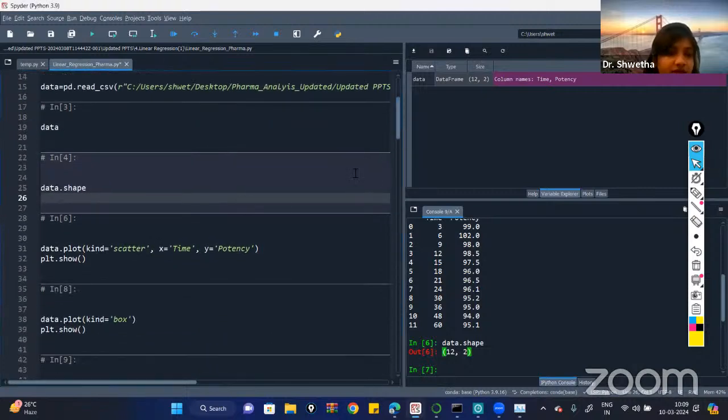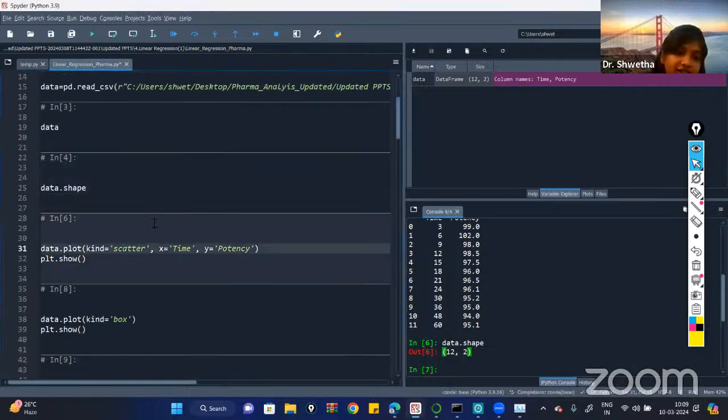Moving ahead, we will be plotting this. As we saw, first thing we do before applying regression analysis would be to plot a scatter plot. Scatter plot is a bivariate plot.